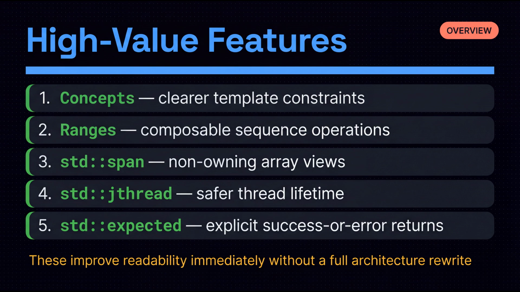std::jthread, a thread that joins on destruction and supports cooperative cancellation via stop token. No more manual join calls. std::expected, either a value or a typed error. Explicit success or failure returns that callers can't accidentally ignore. These 5 improve readability immediately without demanding a full architecture rewrite.